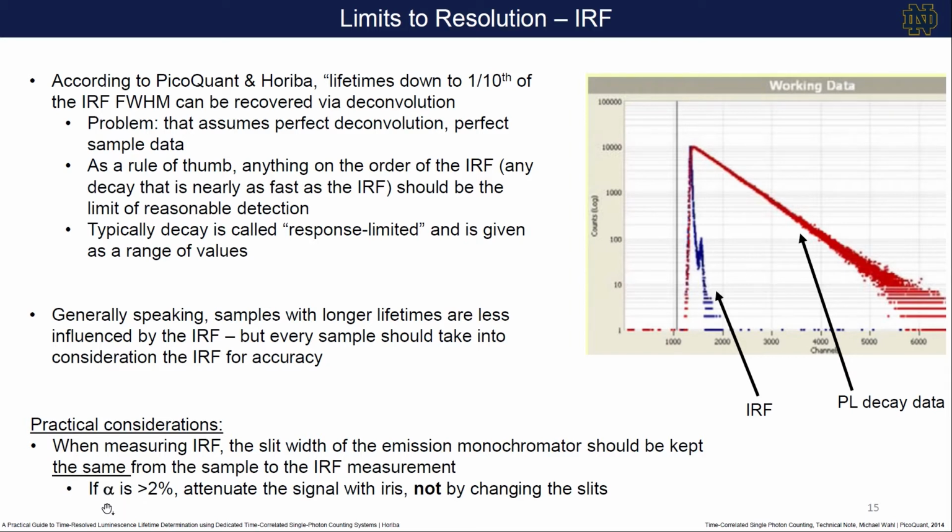As before, we want to keep our alpha low no matter what. So sometimes when you add the scattering solution and you're scattering the 371 nanometer laser into the detector, you'll see that the alpha value will be much higher, greater than 2%. To attenuate that, we can use an iris to cut down the amount of light that's hitting the detector. But again, you should always get the prompt or the IRF whenever you take your data, because it's important to actually do this deconvolution.